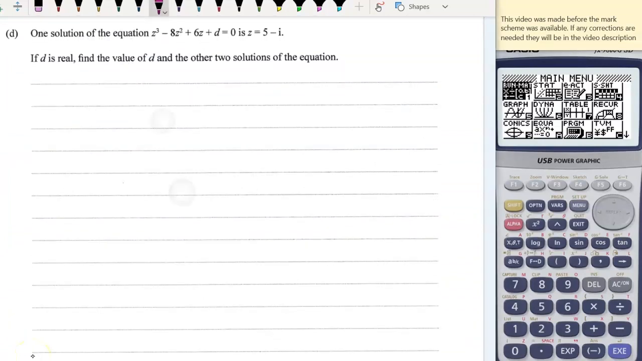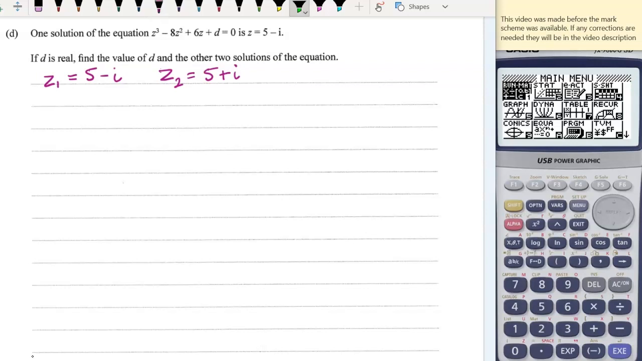On part D, we're told that the first solution of this cubic is 5 minus i. We're looking for 3 roots because we have a cubic. We know that there will be 3. So the second one is an easy achieved mark usually, and that's just to write down the complex conjugate, because roots come in conjugate pairs. So if you have a complex root, its conjugate is also a root. So we'll start with writing that down.